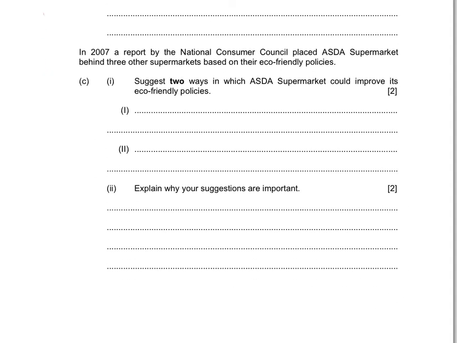They're talking about eco-friendly. Now, if you haven't watched my video yet on external influences, watch it now because this will help you with it. So how could Asda improve its eco-friendly policies? So eco-friendly means being good to the environment. So you could say less bags. So they could make you pay for bags maybe or something like that. What else could they do? They could have more bins. They could have less packaging.